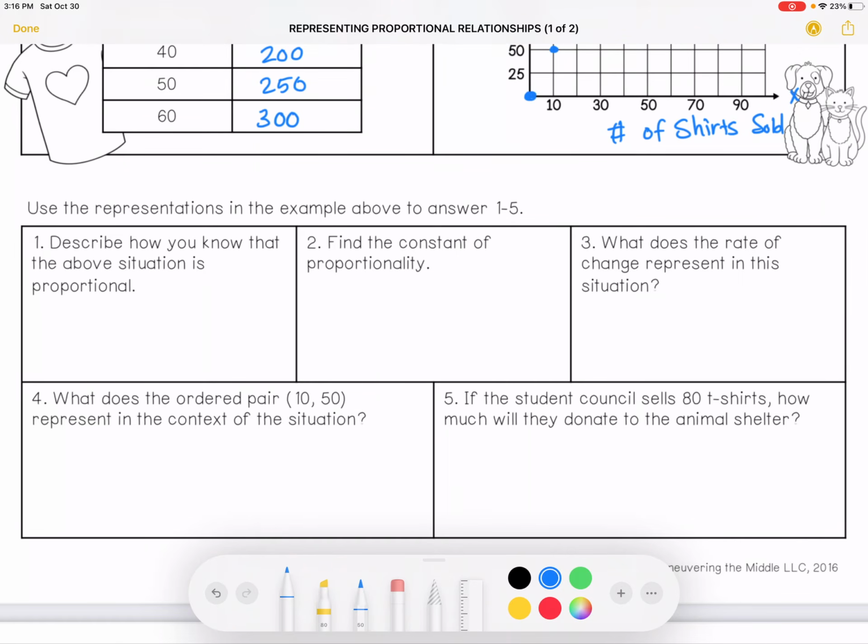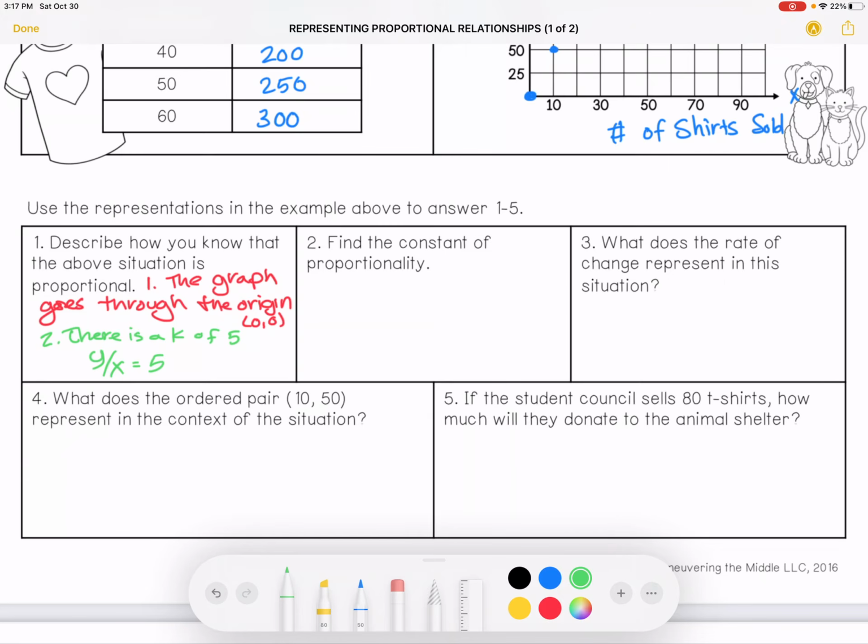Describe how you know that the above situation is proportional. Well, there are 2 ways. One, the graph goes through the origin, or 0, 0. Okay, and 2, there is a K of 5, or a constant of proportionality. In other words, y divided by x always equals 5.